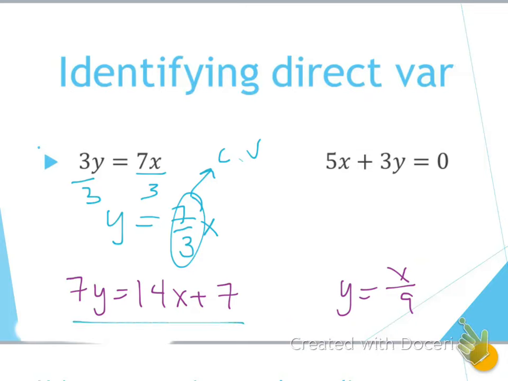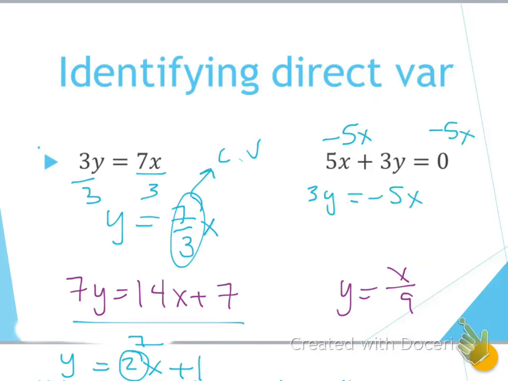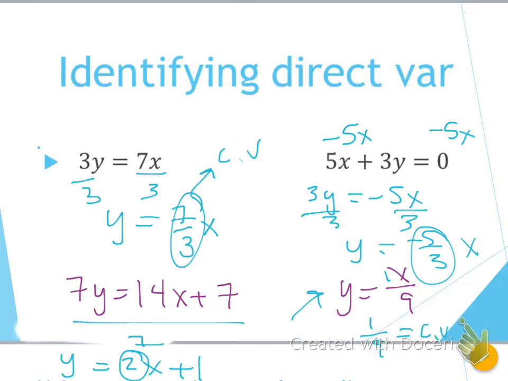Okay, this one I divide everything by 7, so I get y equals 2x plus 1, so my constant of variation this time is 2. This one I need to subtract 5x to get 3y is equal to negative 5x. Divide by 3. So my constant of variation this time is negative 5 over 3. This one is a little tricky because there's a 1 in front of it and the 9 is on the bottom. So the number for my constant of variation is 1/9. So be careful of the fractions.